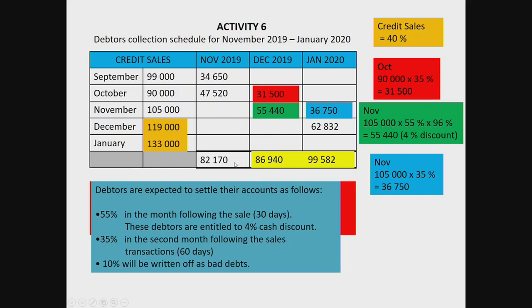Okay, so these figures here, the November and the December and the January totals, those figures will be forwarded to the cash budget. That will be in the line collection from debtors. So those three figures will be forwarded to the cash budget, and it will form in the line collection from debtors.